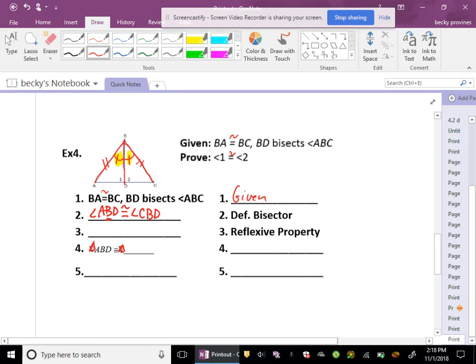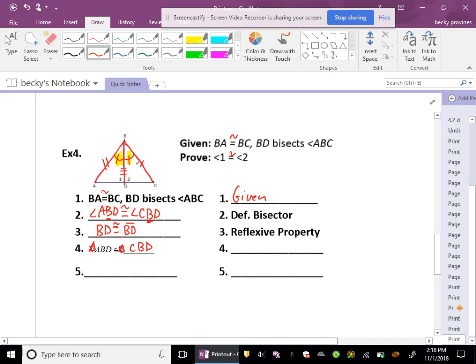Now remember, the middle letter has to be the vertex. The A and the D could be flip-flopped. The C and the D could be flipped. But the middle letter is the vertex. Now, we have a reflexive property. We've had this several times already. This is BD is congruent to BD. So now we're going to write a congruency statement. ABD is congruent to CBD.